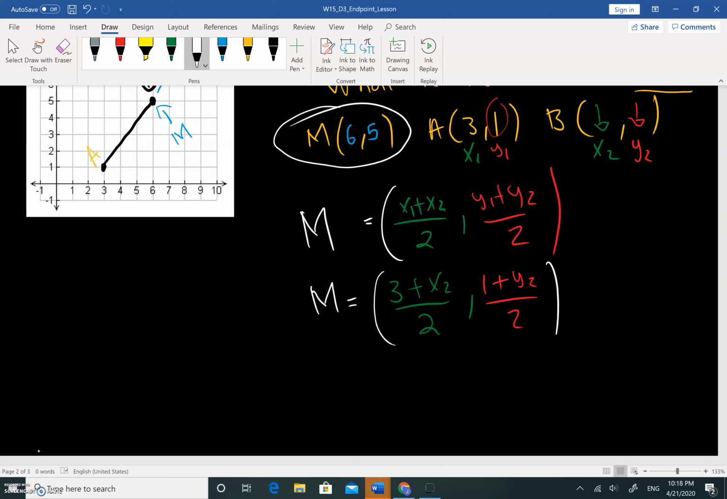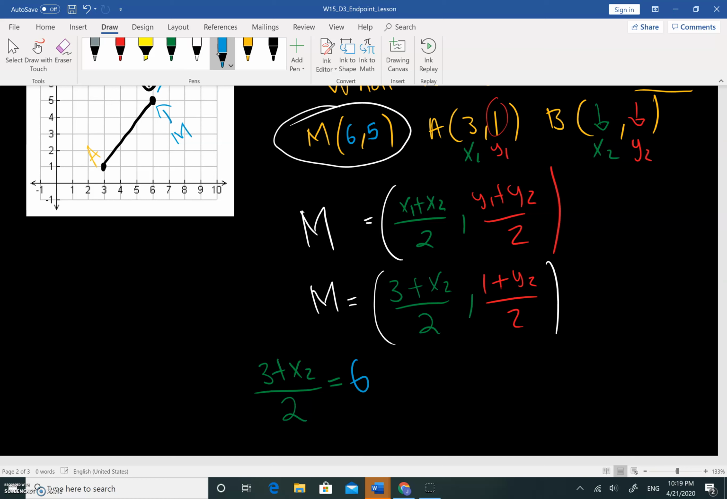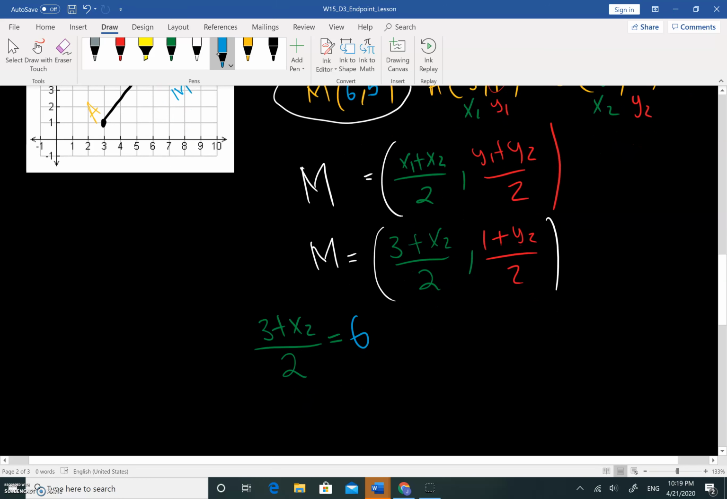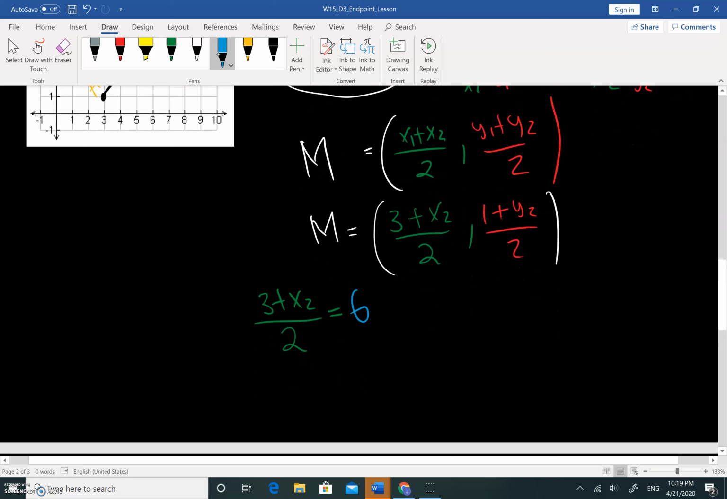So now think about it. Basically, I'm looking for a number x2 such that when I add it to 3, a number plus 3 divided by 2 is equal to 6, right? That's basically what I'm trying to find. So I'm going to write that on the side. 3 plus x2 divided by 2 has to give me an answer of 6. So what number would that be?